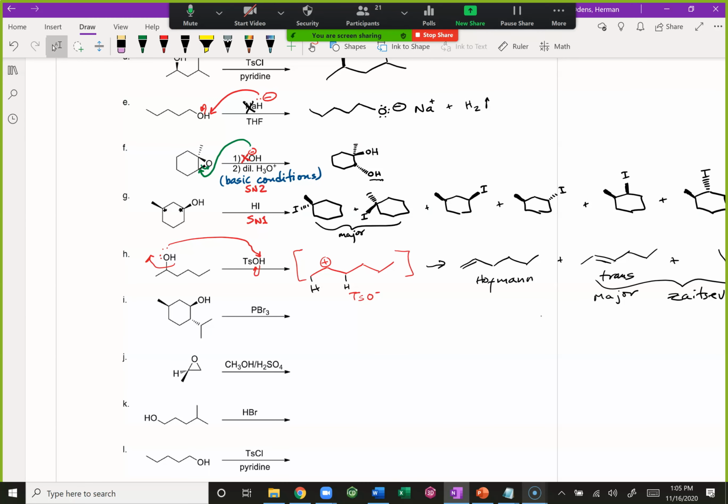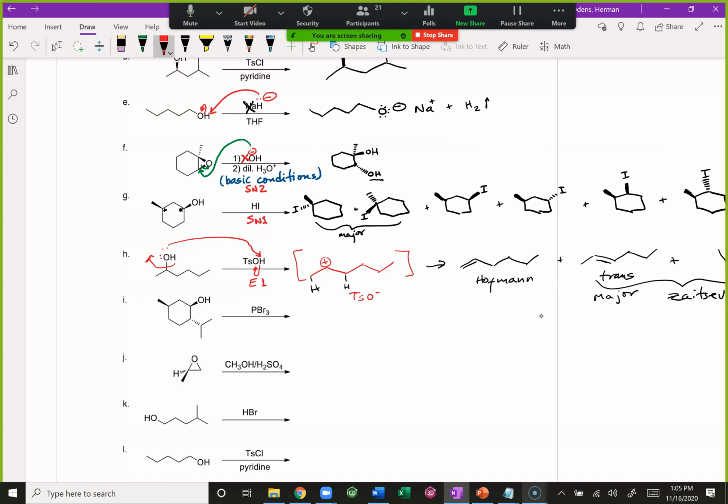All right. So let's do the next problem. PBr3. So, what was it? What type of reaction is this? This will be an E1, right? Yes. Because let's see, is it E1? Yeah, it's E1 because it went through carbocations.